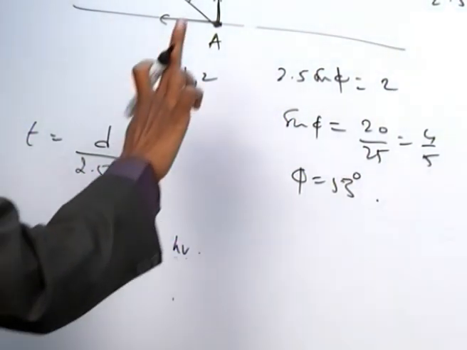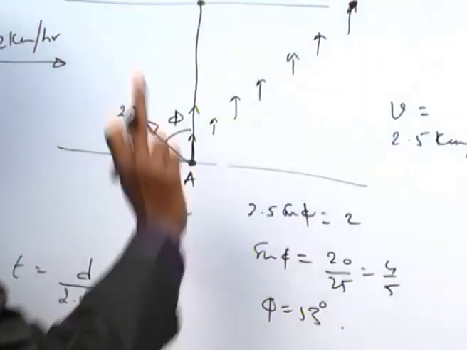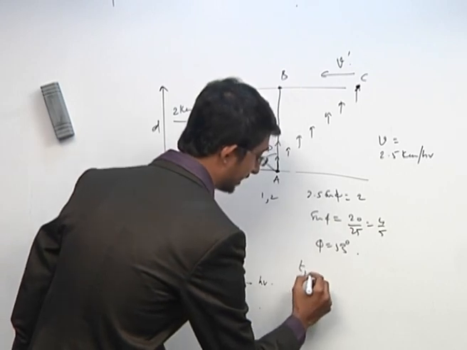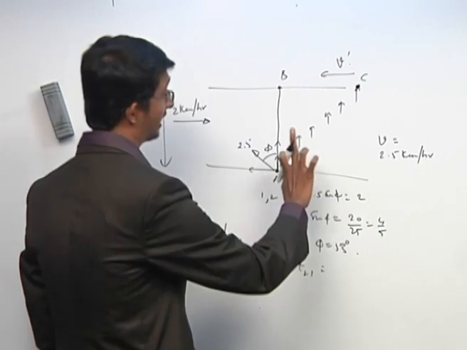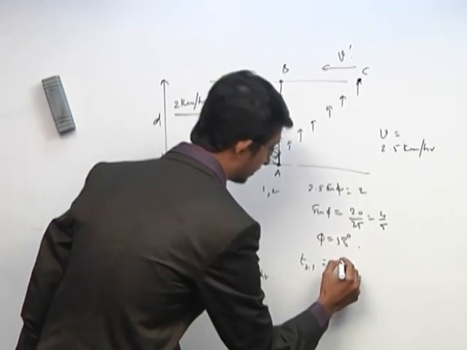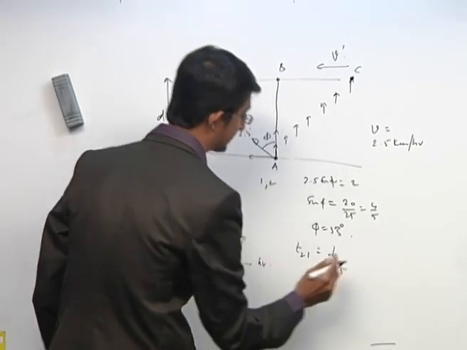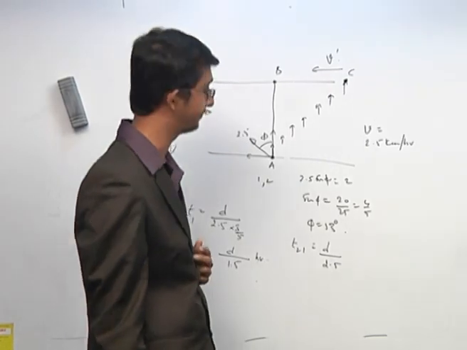The other person swam always perpendicular. So the time taken by him will be vertical displacement by vertical velocity. The time taken by the second person in the first half will be the vertical displacement, which is d, by the vertical velocity, which is 2.5, because after all he is aiming and swimming in this direction. The river may take him in that direction, that's separate.